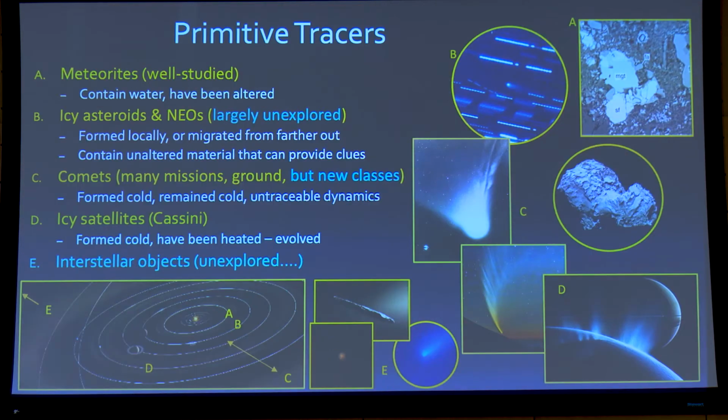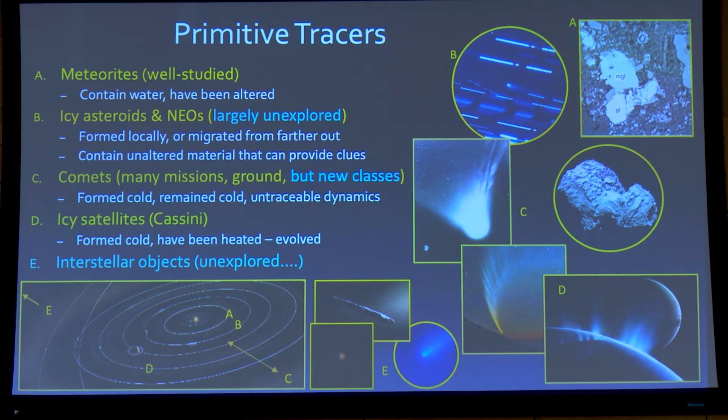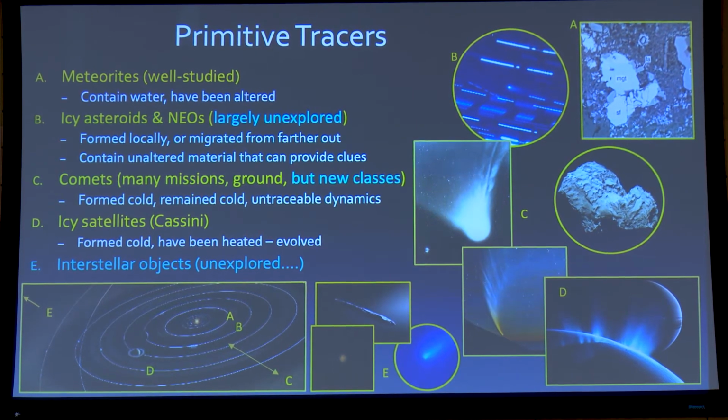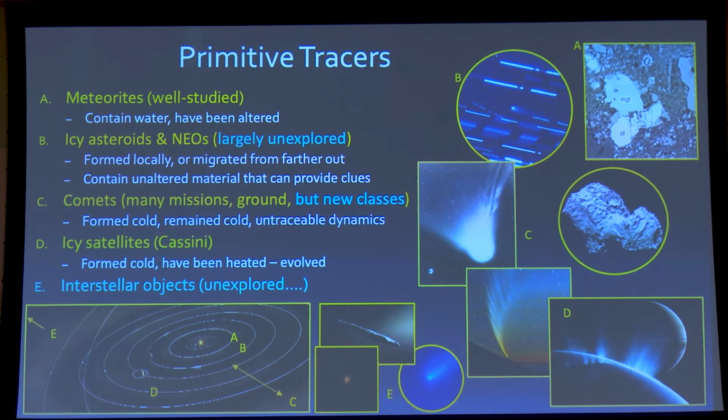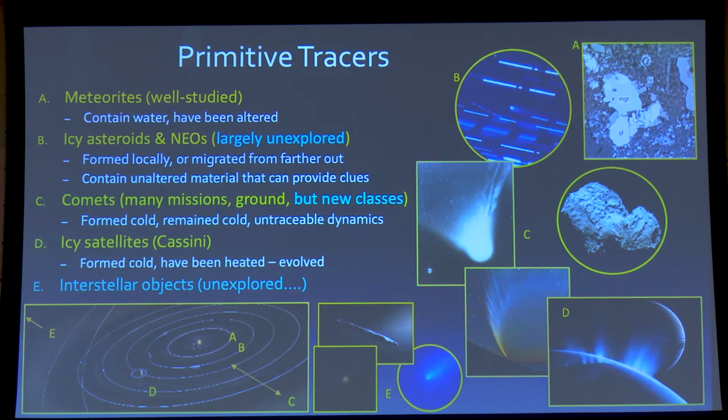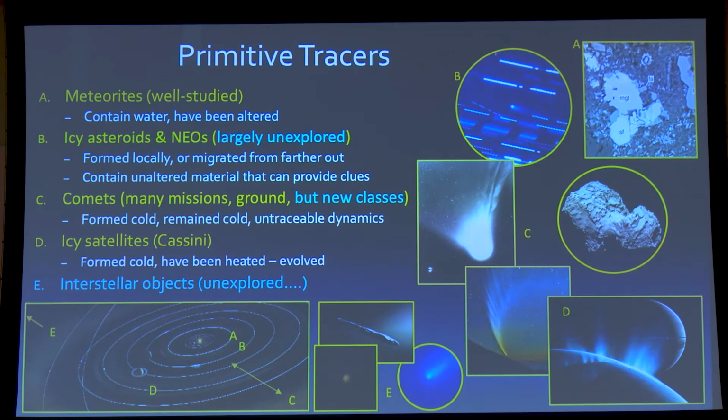So some of the primitive tracers that typically are used, meteorites, have been extremely well studied. They show us about when and where there was alteration in the asteroid belt in the early part of the history of the solar system. We have icy asteroids and NEOs that have been largely unexplored until recently with some of the exciting mission results. We have comets that have been studied for years, mostly from the ground, but now we've been having some exciting comet missions, but we haven't explored all classes of comets.